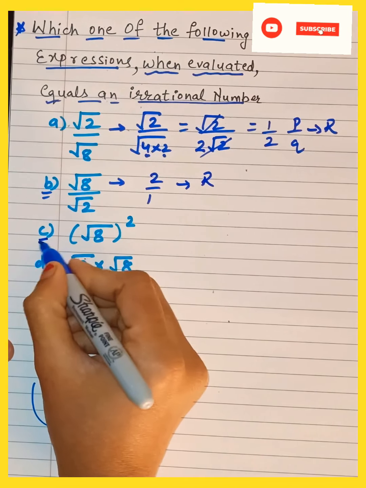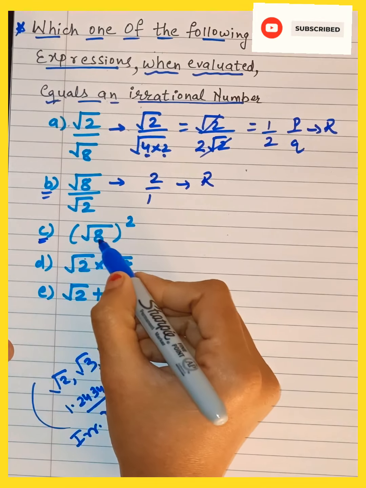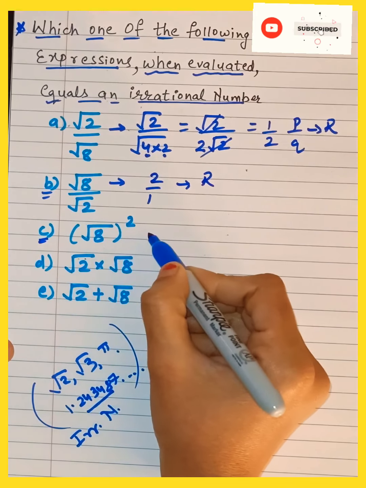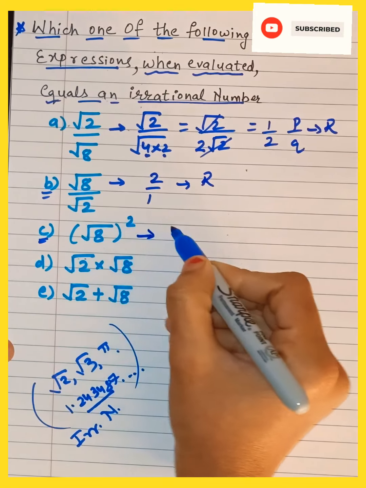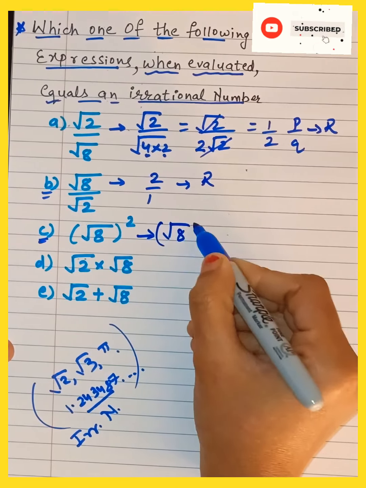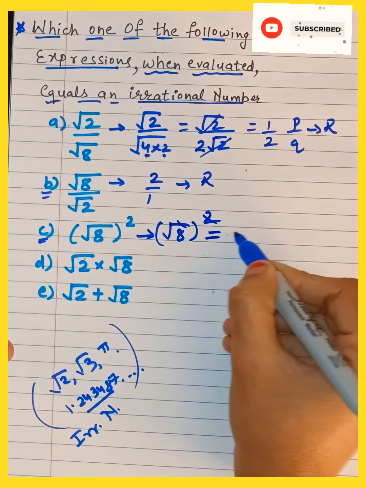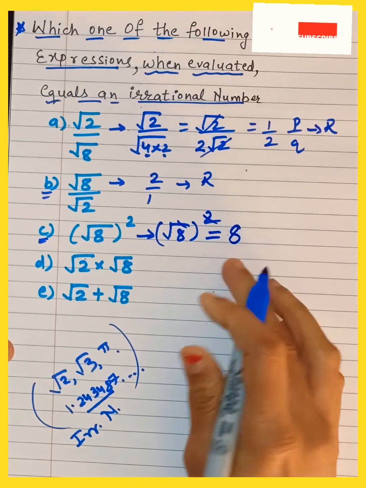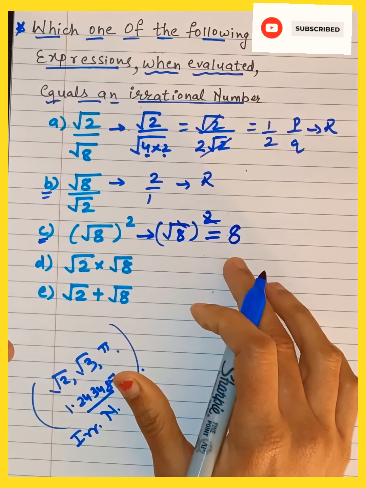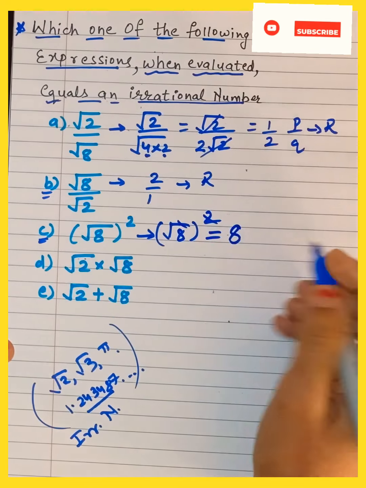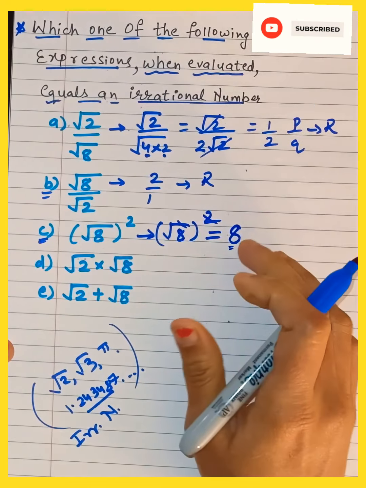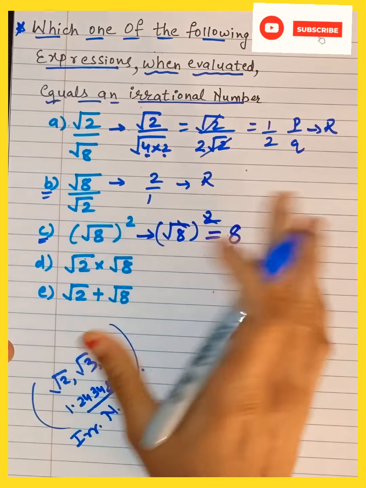Now moving to the next option. The next option is root 8 the whole square. Now here, with this square, the root will get cancelled off. Again we are getting a perfect number. We are getting 8. So 8 is again not an irrational number. So these three options are cancelled out.